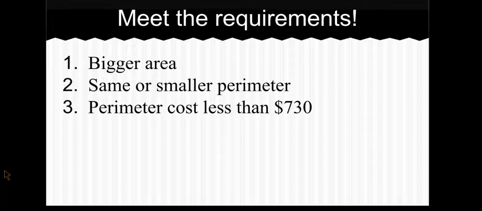You've got to redesign the house to have the same perimeter as before or a smaller perimeter than before. And again, you calculated this on step 3, so you can go back there and compare. And finally, the perimeter that you do have in your final design has to cost less than $730.